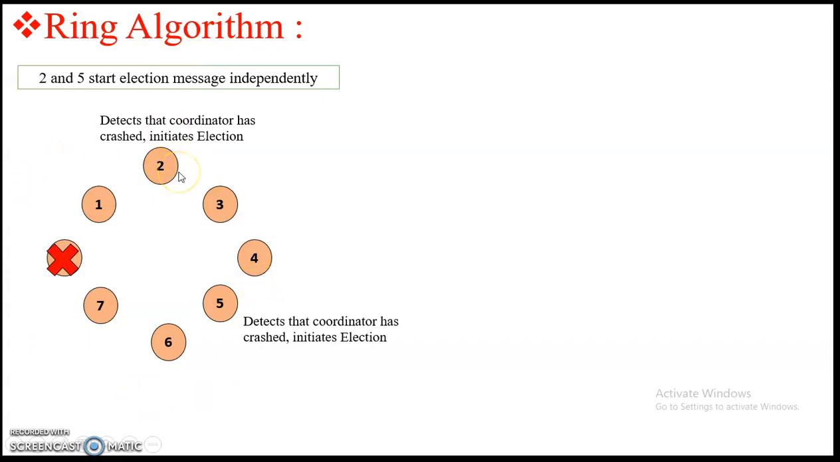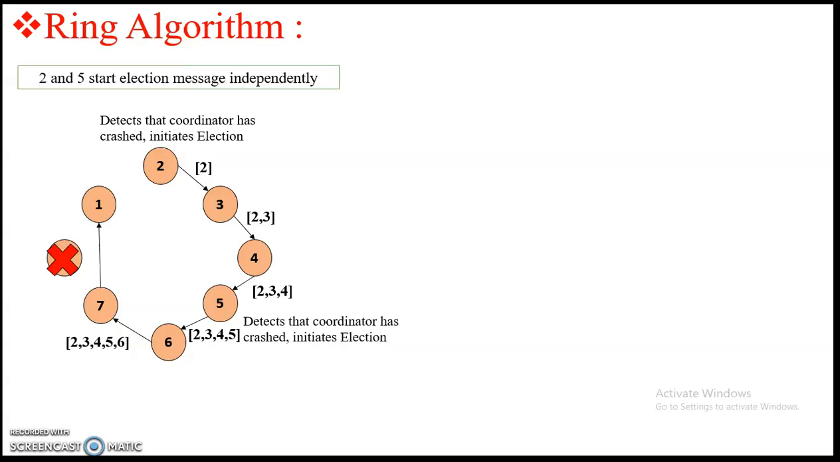So 2 sends the message to its successor, 3, along with its own number in the queue. Then 3 sends to 4 and appends itself into the queue. Now the queue is 2, 3. Now 4 sends to 5 and 4 is appended in the queue. 5 sends to 6 and 5's number is appended in the queue. 6 sends to 7 and appends itself in the queue.